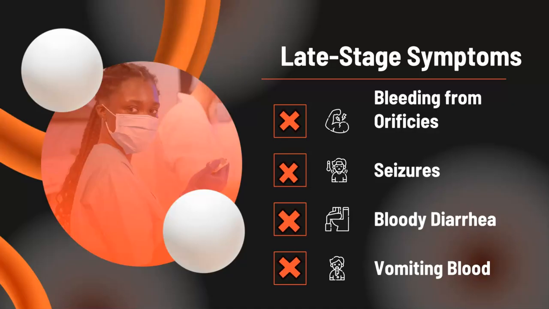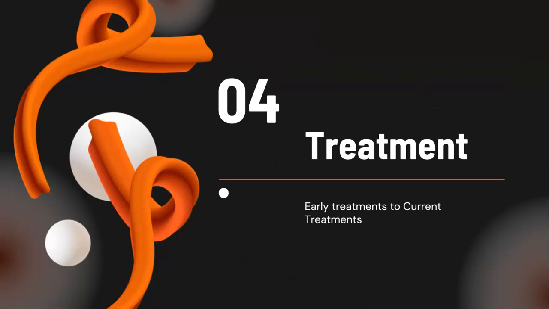There'll be petechia, which is bruising under the skin. People can experience seizures, bloody diarrhea, vomiting of blood, just a whole host of horrific areas that you don't really want blood to be coming from. Early treatments were pretty much not a lot, just some supportive care. People were kind of nursed back to health and hope for the best, and the death rate was about 90%.